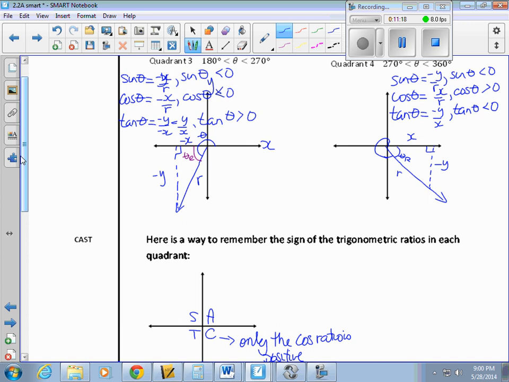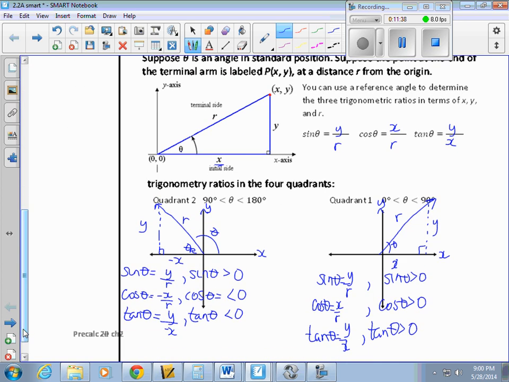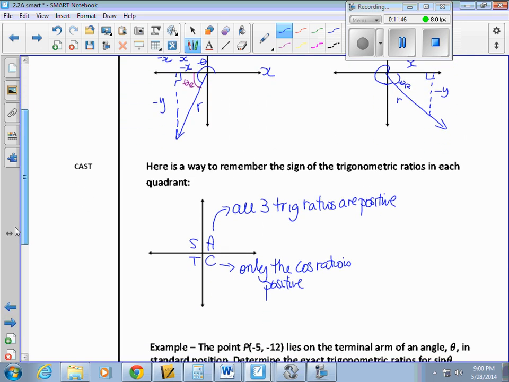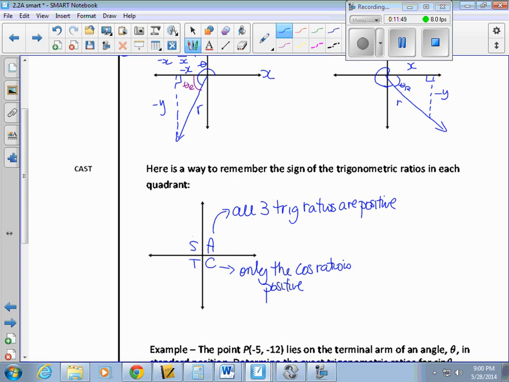So the A stands for all. So all three trig ratios are positive in quadrant 1. So if you flip to the first page, sine's positive, cos is positive, tangent is positive in quadrant 1. So the S then stands for sine. So in quadrant 2, only the sine ratio is positive.